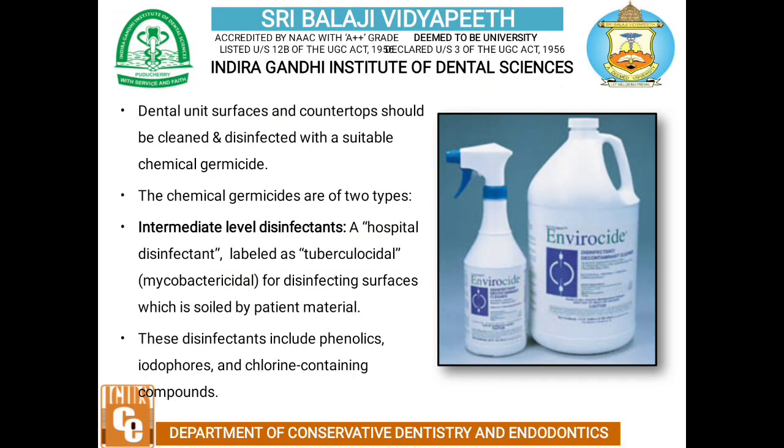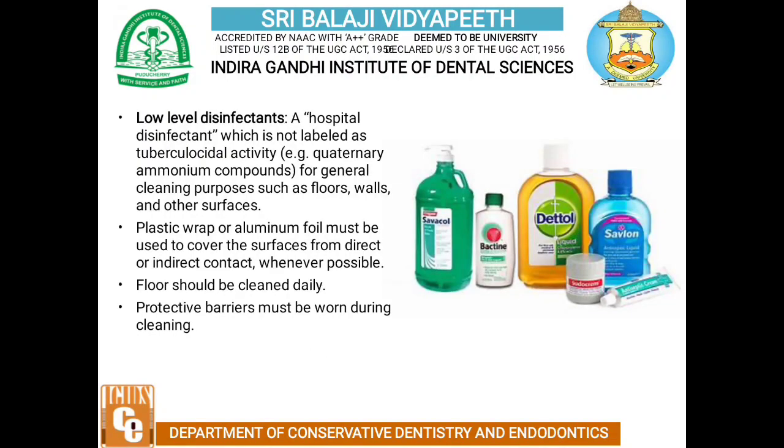Dental unit surfaces and countertops should be cleaned and disinfected with a suitable chemical germicide. The chemical germicides are of two types: intermediate level disinfectant and low level disinfectant. Intermediate level disinfectant: a hospital disinfectant labeled as tuberculocidal, mycobactericidal, for disinfecting surfaces soiled by patient material. The next is low level disinfectants: a hospital disinfectant which is not labeled as having tuberculocidal activity, for example, quaternary ammonium compounds, for general cleaning purposes such as floors, walls, and other surfaces.